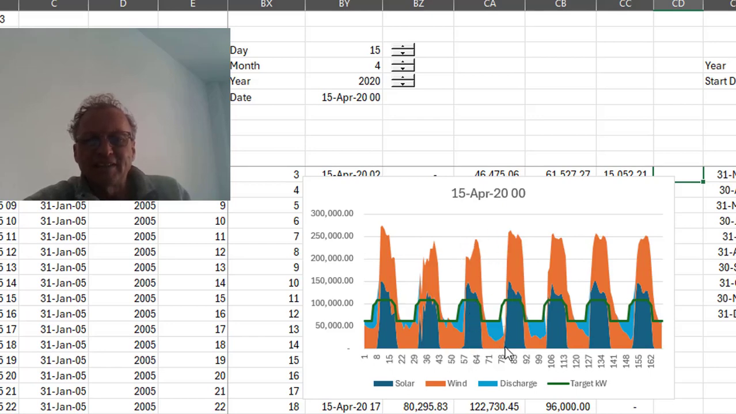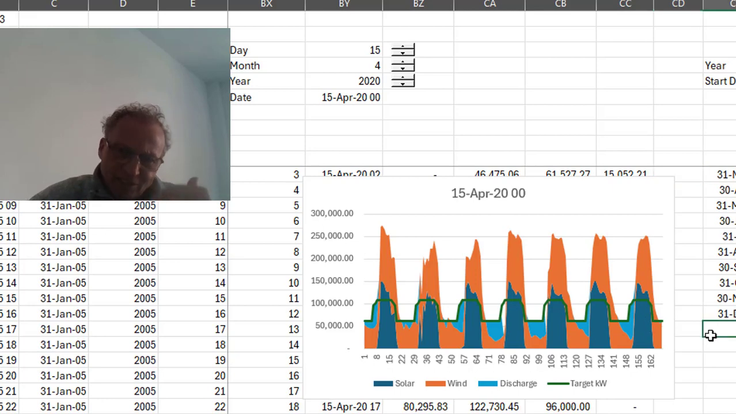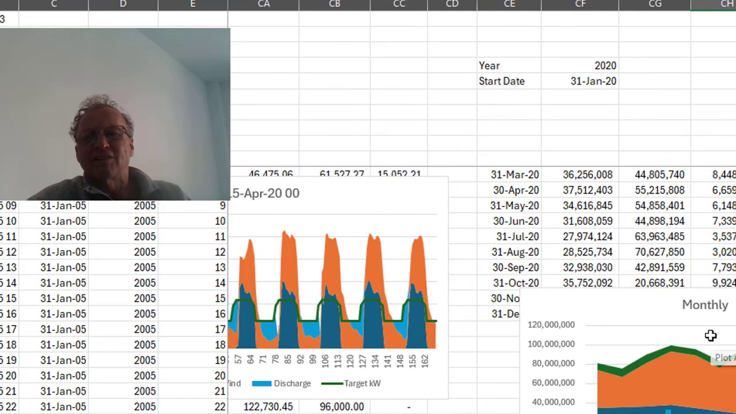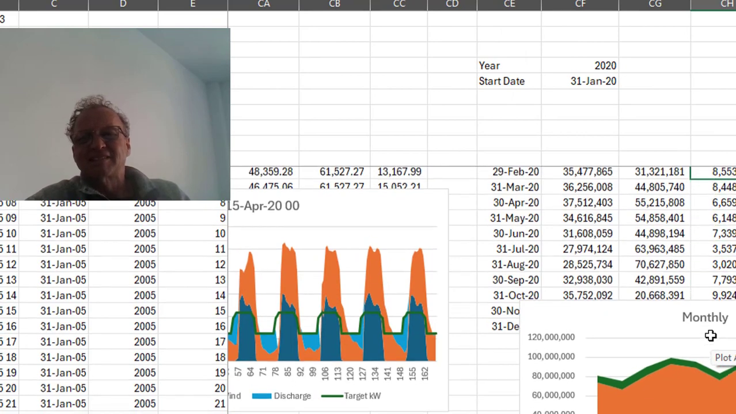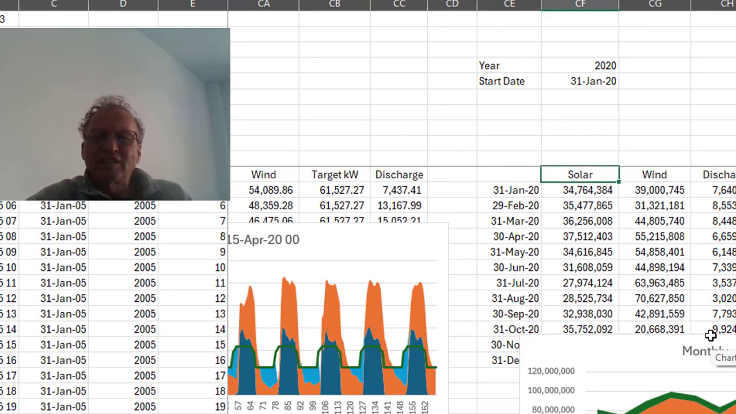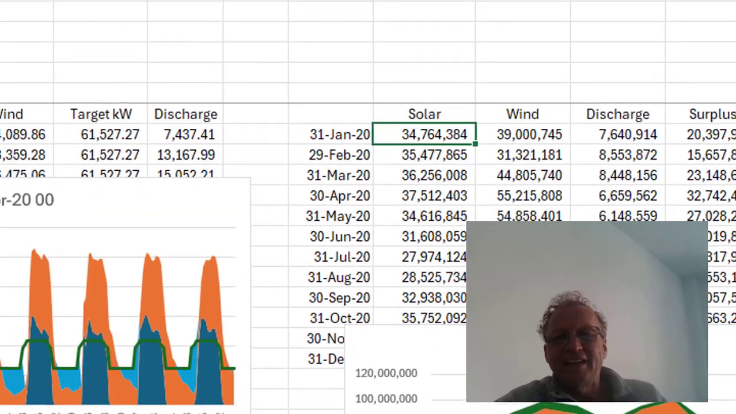The problem here is that the wind is coincident a little bit with the solar, and then at nighttime we don't have enough wind, and then we have to discharge the battery. We can look at that, and then even better, not even better, it's probably less good in a way. Then we can do some sum ifs. In this case, we do the sum if with the EOMONTH.